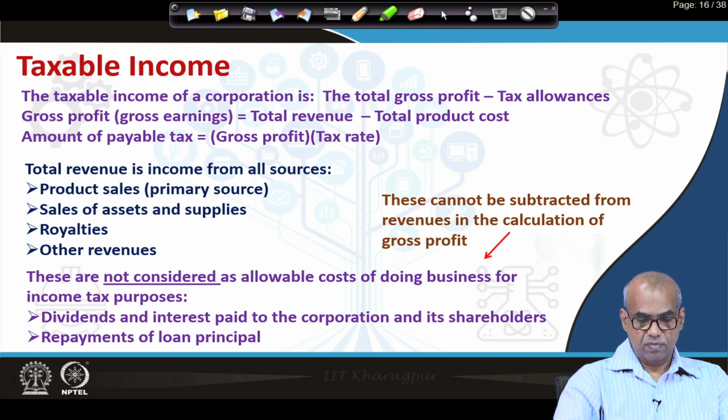However, as we just discussed in previous slides, the dividend and interest paid to the corporation and its shareholders, and repayments of loan principals, are not considered as allowable cost of doing business for income tax purposes. So, such costs cannot be subtracted from the revenues when you compute your gross profit for the company.